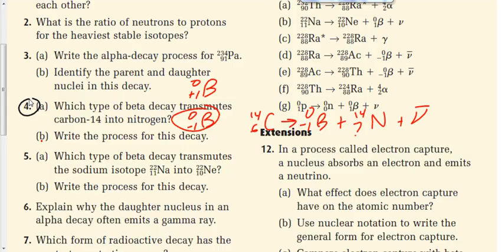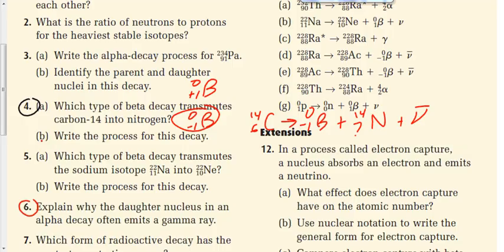Next question, number 6. Explain why the daughter nucleus in an alpha decay often emits gamma radiation. The daughter nucleus is like the product, right? In chemistry, we have reactants and products. In nuclear physics, we have parent and daughter. So the parent nucleus is what we start with, the reactant. The daughter nucleus is what we end with. That's the product. Why does the daughter nucleus in an alpha decay often emit gamma rays?